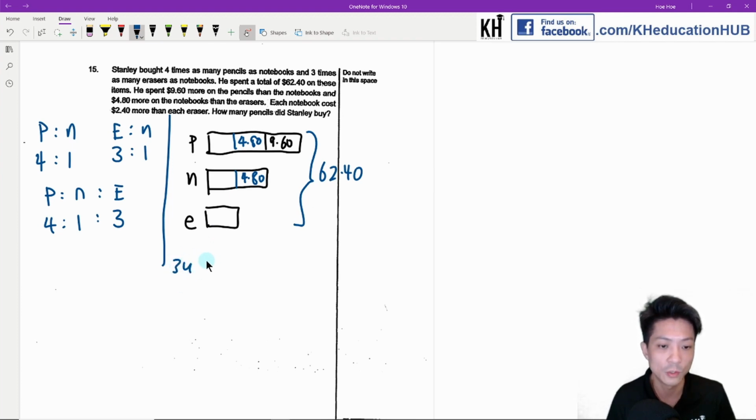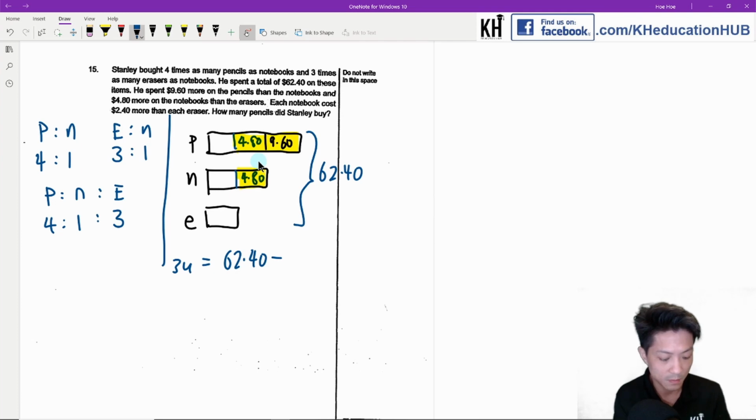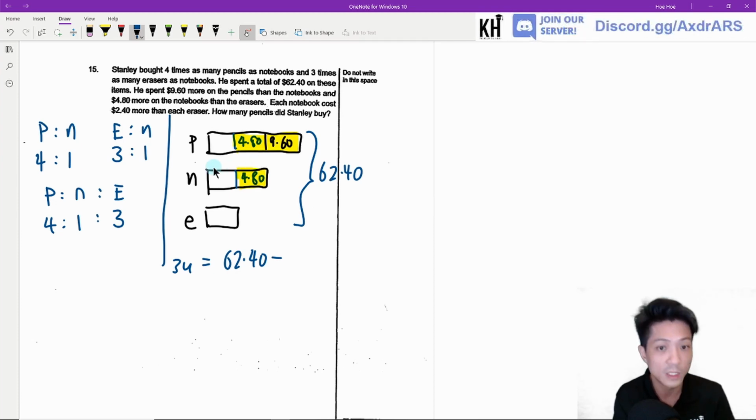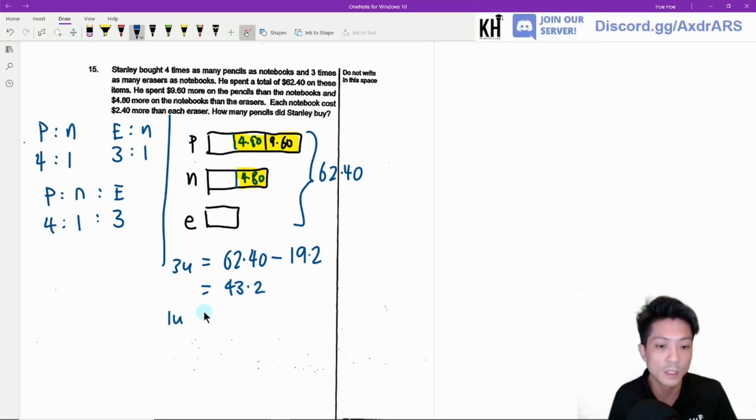Okay, so 3 units will be equal to 62.40 minus away the total of the extra, so it's this part here and this part here. Okay, I'm gonna use a calculator to find the total. 4.8 plus 9.6, which is $19.20. Okay, 43.20. Okay, which means that one unit will be equal to, okay, I forgot to write down, this is the one unit.